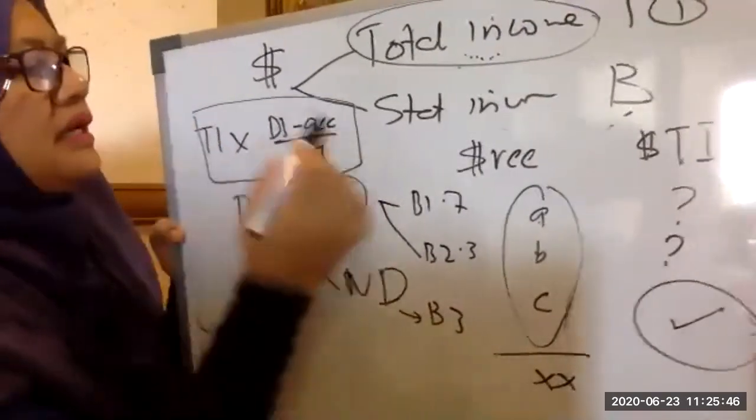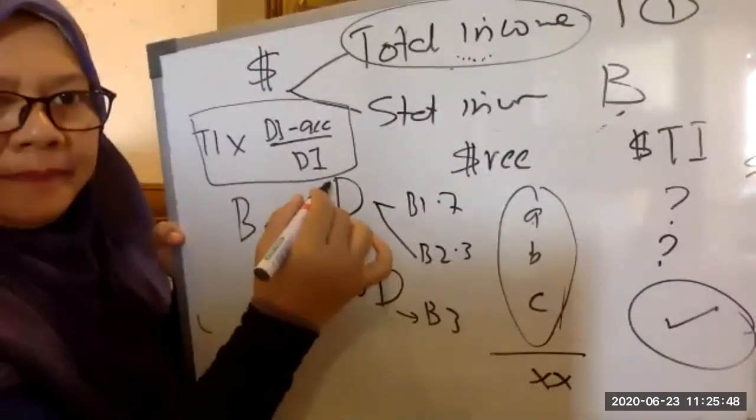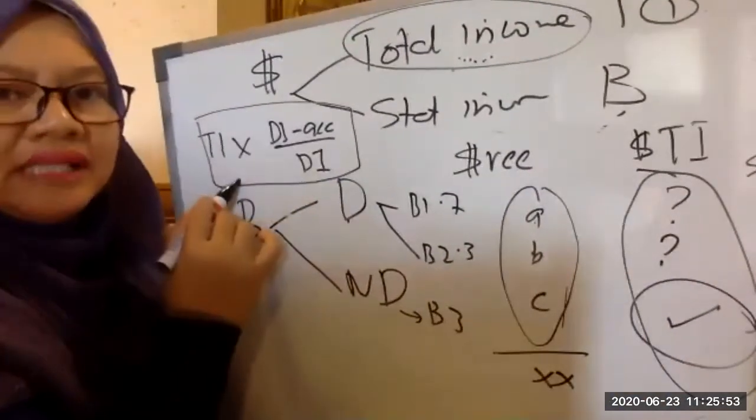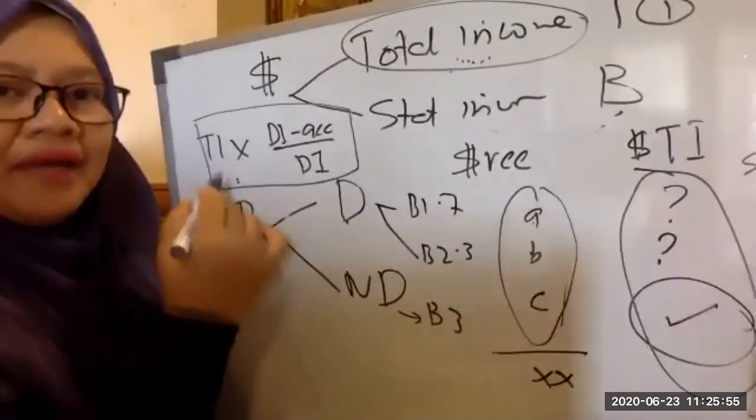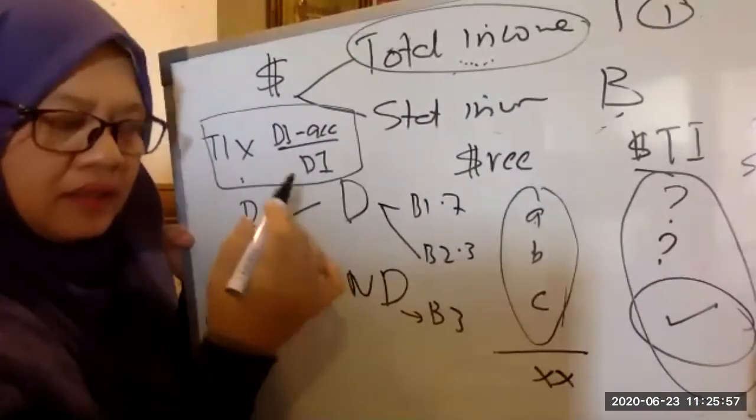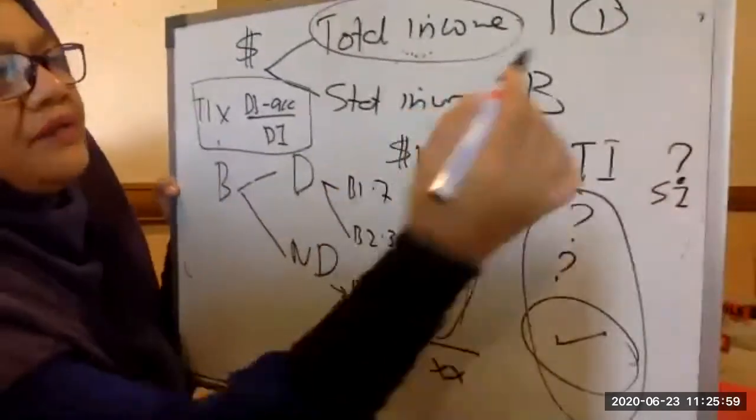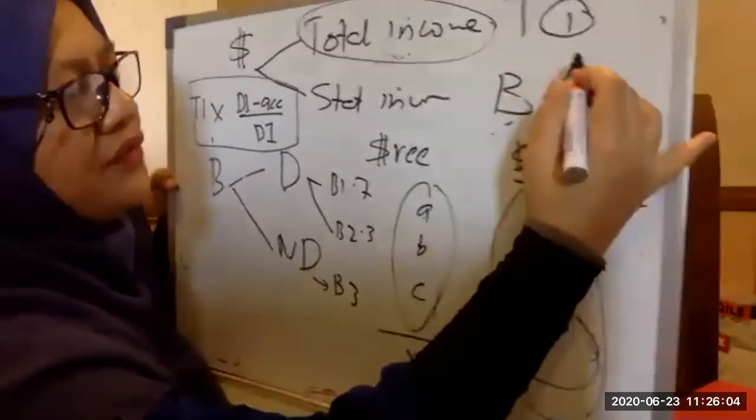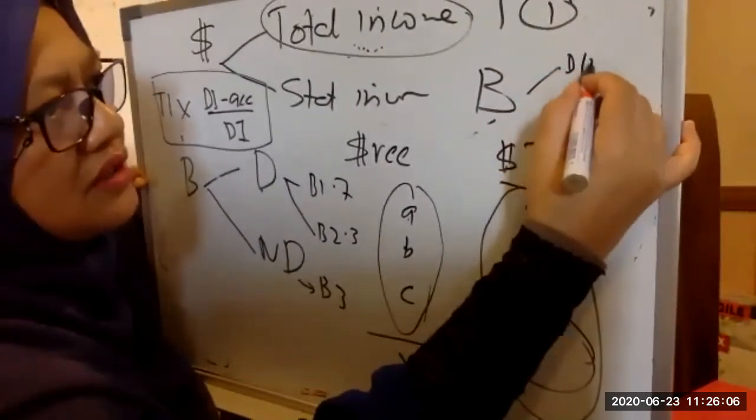So this will be deemed total income. When you want to divide here, it has to be based on the deemed total income whenever you have accumulation. Statutory income of the beneficiary, of course, you know, then you have to decide whether it's a discretionary or non-discretionary beneficiary.